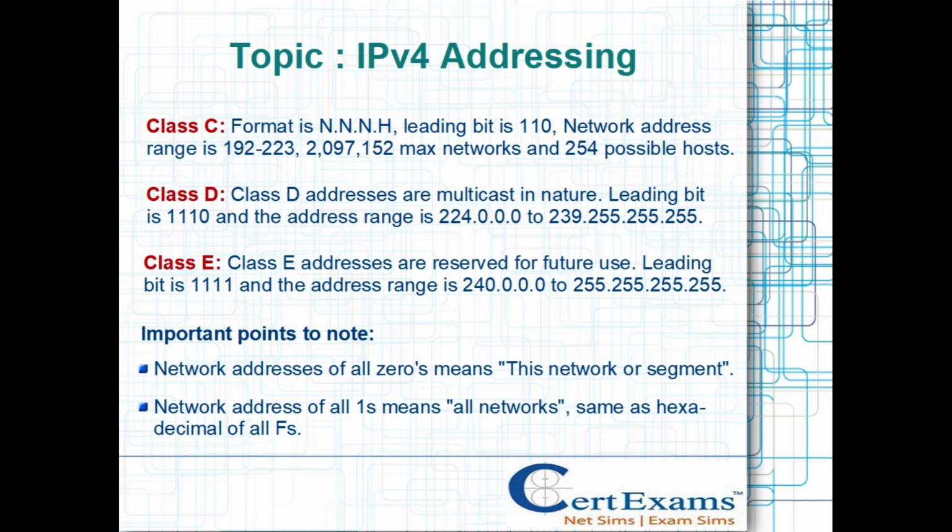For Class C addresses, format is N.H, leading bit is 110, network address range is from 192 to 223, which means 2,097,152 max networks and 254 possible hosts.